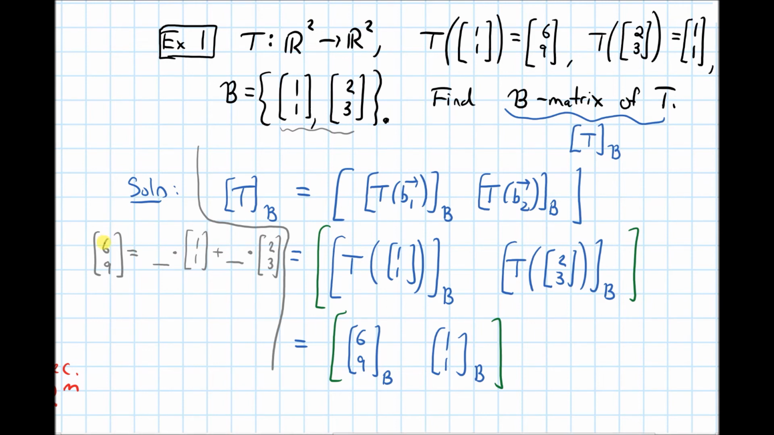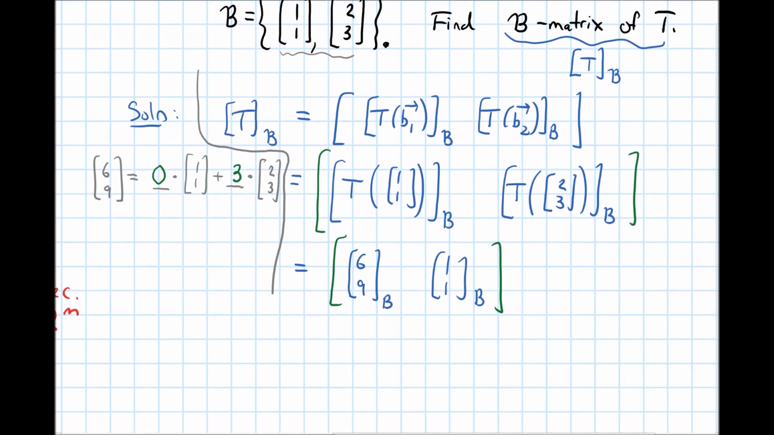So one thing to notice is that (6, 9) is a multiple of (2, 3). In fact, it's 3 times (2, 3). So that means I would just take 0 times (1, 1). So at this point, these numbers, the 0 and the 3, are the entries of the coordinate vector. Okay, so I know that the coordinate vector for the element (6, 9) is 0 first, because that was the first weight, and then 3 next. So that's going to be the first column of my matrix.